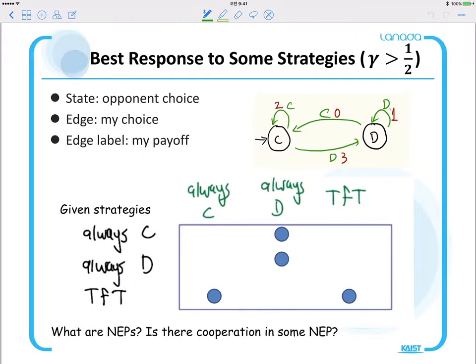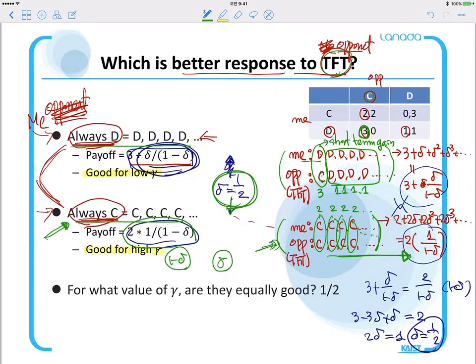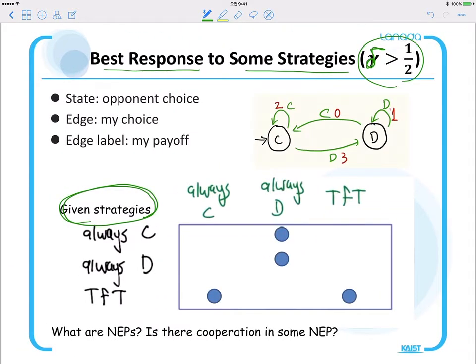Good. All right, now let's look at the best response to some strategies. Given this strategy, I'm going to look at what is the best response of mine. I'm particularly looking at the case where delta is 1 over 2. Delta is 1 over 2 is this regime, where I have a higher incentive to cooperate, and the game will last relatively long.